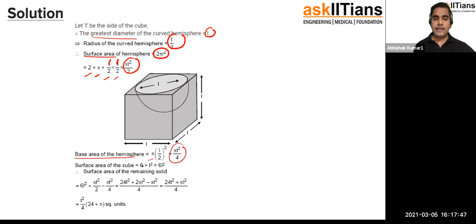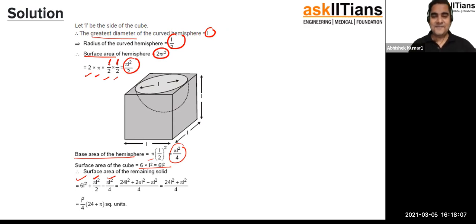After that, they calculated the surface area of the cube. To the surface area of the cube, they added the curved surface area of the hemisphere, and from that they subtracted the area of the circular base of this hemisphere, and thereafter you just need to do the calculation part. If you do it correctly, I do not think you will not get the answer.